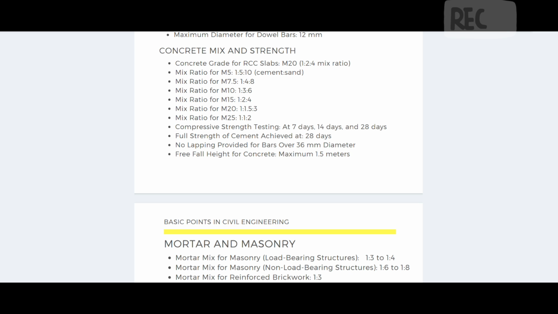Full strength of cement achieved at 28 days. No lapping provided for the bars over 36 mm dia. Free fall height for concrete maximum 1.5 meters.